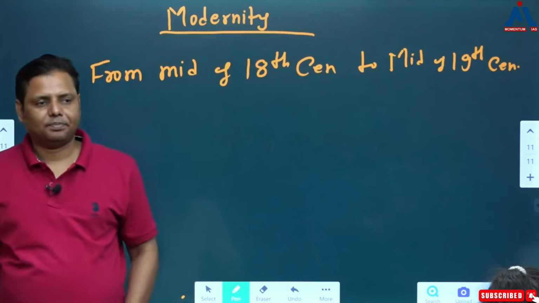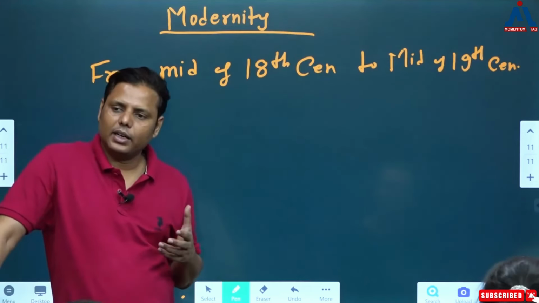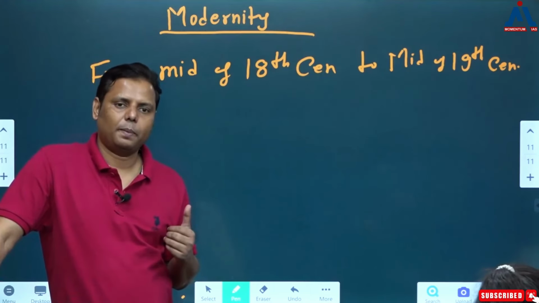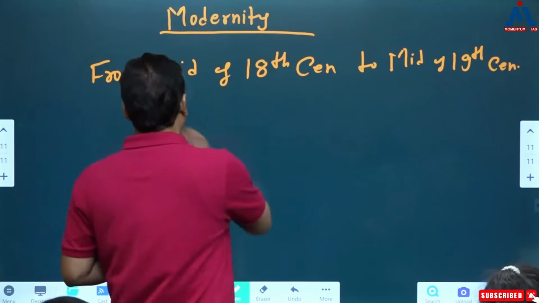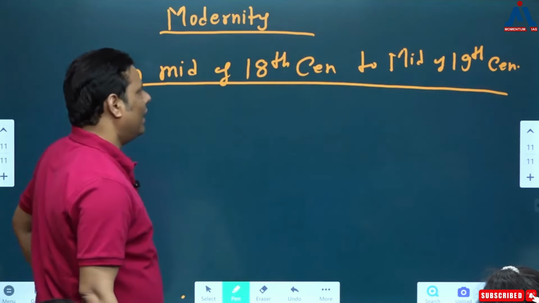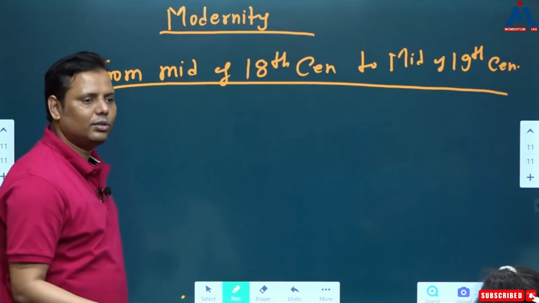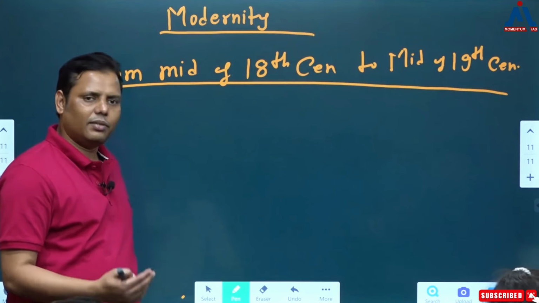So we can say that in this particular period, India gradually started entering into which period? The modern period. Correct. Now it is not that in the mid of 19th century that process got completed. Is it correct to say? Does it even sound correct?